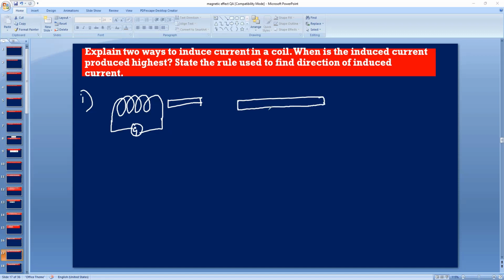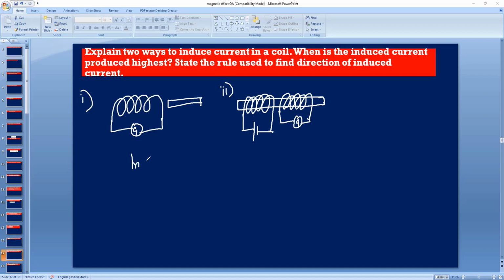Take a plastic pipe. This is a primary coil connected to a battery. This is a secondary coil connected to a galvanometer. In this case, due to the primary coil, a magnetic field will be generated. A magnetic field will be induced in the secondary coil. Due to that, the galvanometer will be deflected. Okay. When is the induced current produced highest? Yes. Using that second method, the induced current is produced highest. State the rule to find the direction of induced current.